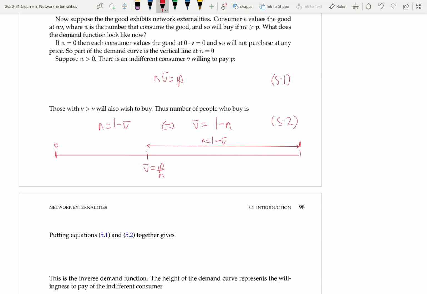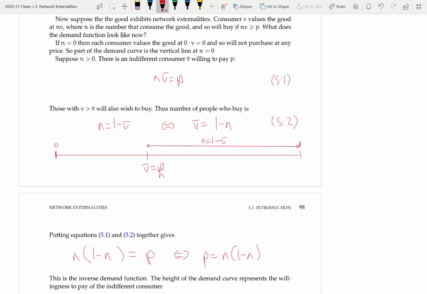Now we want an equation for demand that involves the price and the number of consumers that are purchasing. So we need to take equations 5.1 and 5.2 and eliminate V bar. So by substituting into 5.1 using 5.2, we can get the equation N times V bar, which is 1 minus N, equals P. Or P is equal to N times 1 minus N. So this is the expression for an inverse demand function when N is positive. It tells us how the price is related to the quantity demanded, N. So let's draw this curve.